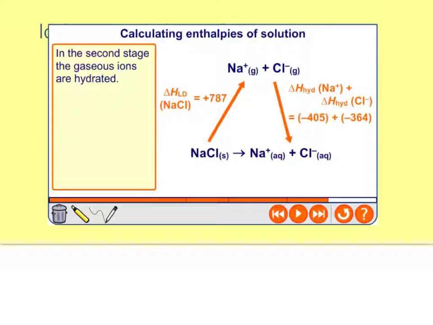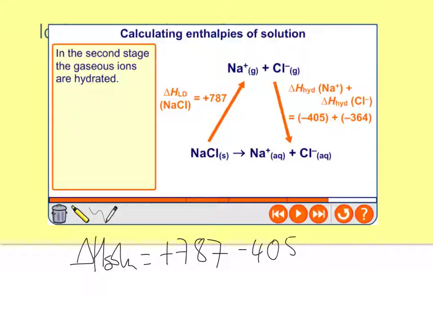They put that on that arrow, and then this is delta H hydration. So in their case, they're following with this arrow, so it's going to be plus 787. And then it's going to be minus 405 and minus 364. So delta H hydrations, that's going to be your delta H solution for this. I'll just double check what the answer is for that. So that is plus 18 kilojoules per mole.